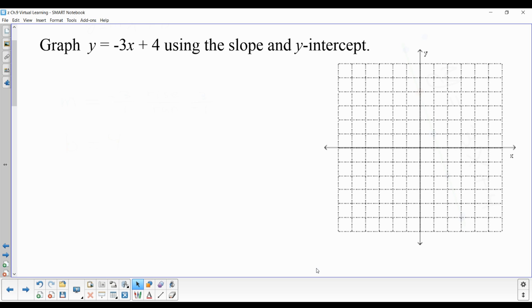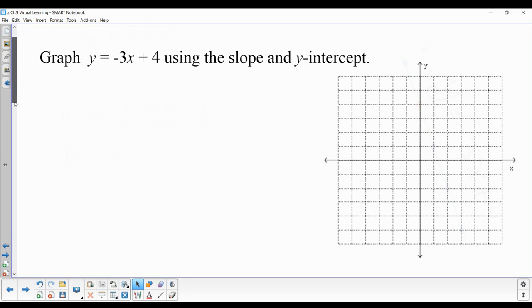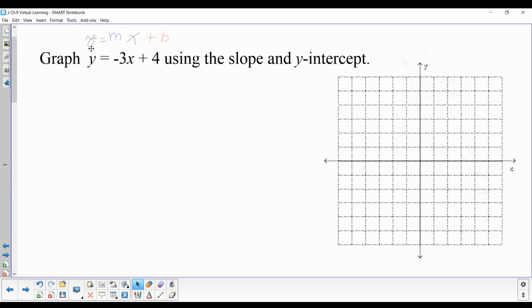In this video, we're going to review graphing an equation just using the slope and the y-intercept. Now, in the example that we're doing right now, this equation is already in slope-intercept form. You'll notice it starts with a y. It's equal to a number which represents the slope, x, plus the y-intercept.